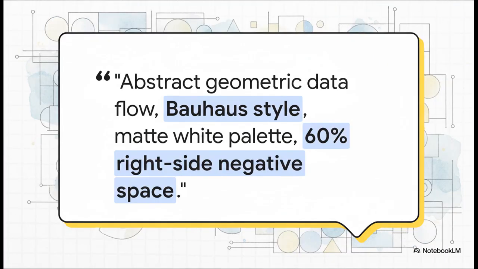So say you need that clean corporate look. Check out this executive brief prompt. The level of detail is amazing. Bauhaus style, matte white palette, and there it is, the golden ticket. 60% right side negative space for text. Being this specific is how you get that polished professional background every single time.